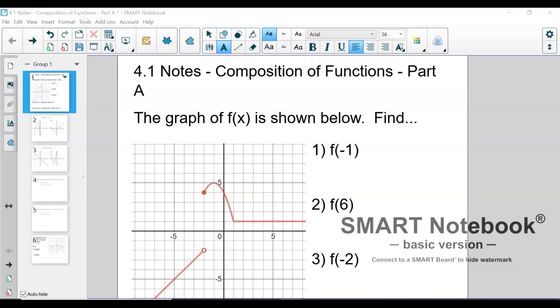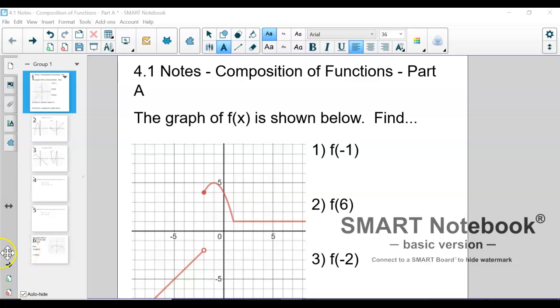Alright, today we're going to look at composition of functions, specifically whenever we're dealing with numbers that are put into these functions. So the first thing that we need to do is a little bit of review and look at finding values of functions from a graph.